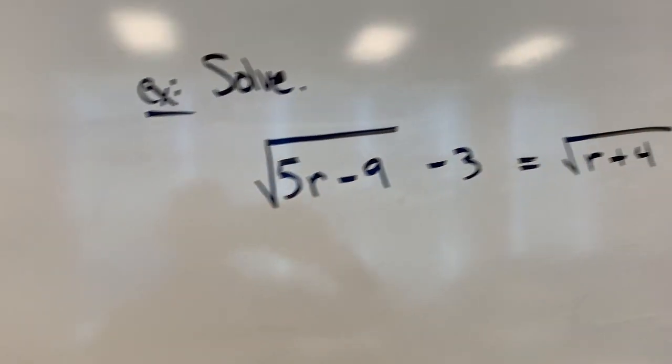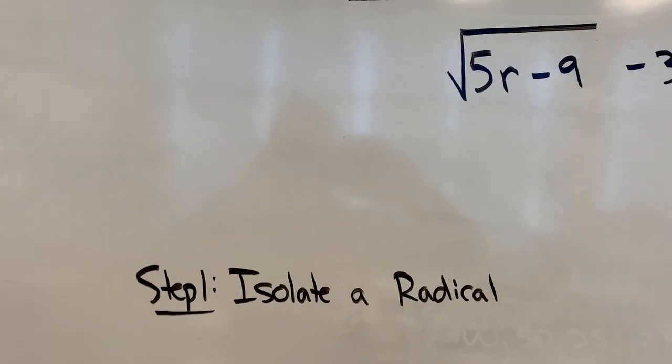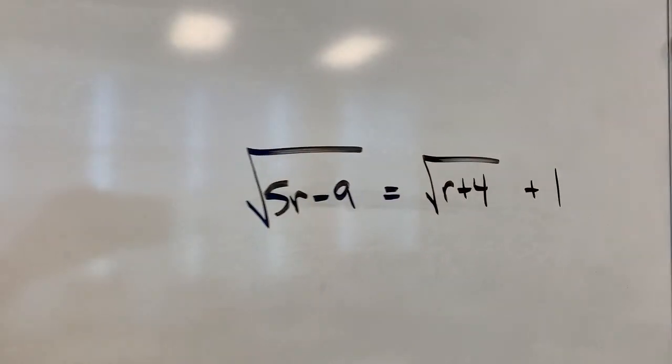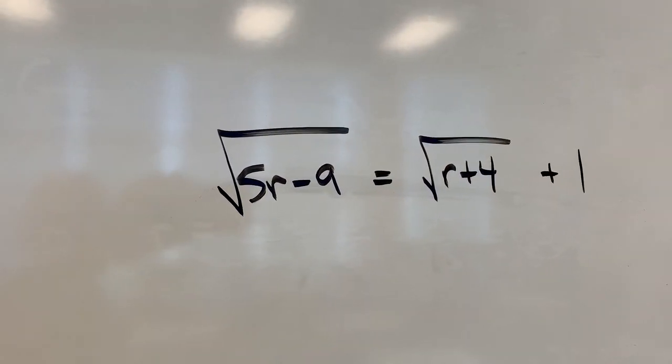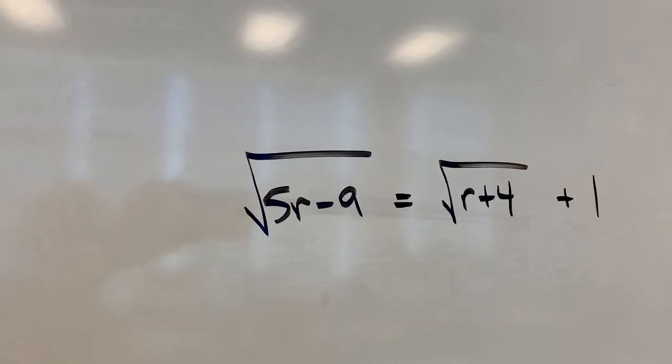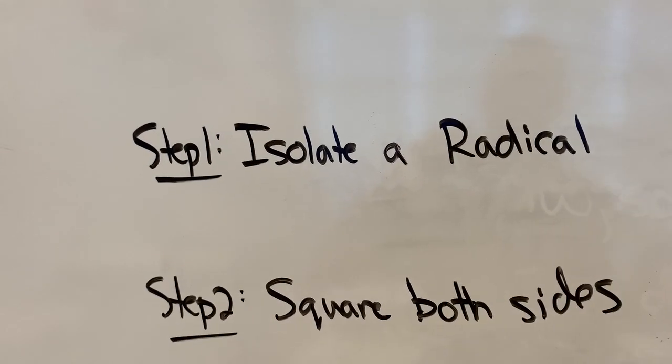So my first step is still isolate a radical. In this case, either radical will do, get one of them by itself. So what I did was isolate the square root of 5r minus 9 by adding 3 to both sides. Now my next step is to square both sides, just as it was before. That's how I'm going to get rid of a radical.